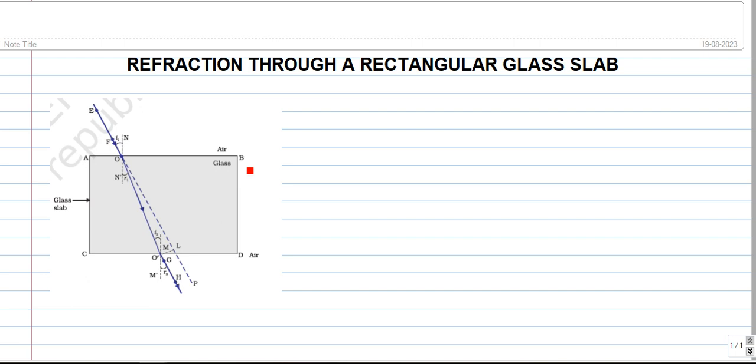So this is the picture of the rectangular glass slab we get. And what we do is, we draw a normal at the point O where the light is incident on the side AB, and we draw another normal, M dash, at the point O dash where the light is leaving the glass slab from the side CD.